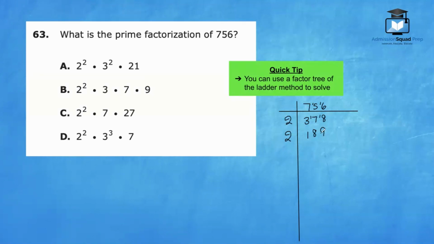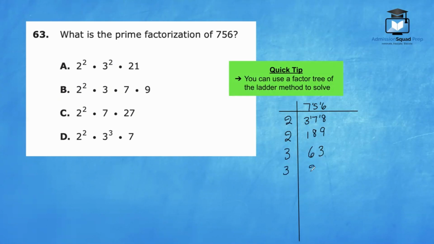To determine if a number is divisible by 3, we will add up the numbers and see if that sum is divisible by 3. Since 9 plus 8 plus 1 is 18, and that number is divisible by 3, we can conclude that 189 is divisible by 3. 18 divided by 3 is 6, and 9 divided by 3 is 3, so we can keep going. Is 63 divisible by 3? Absolutely. So we will write 3 again.